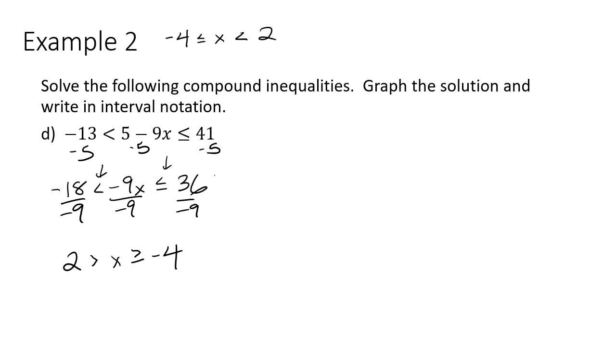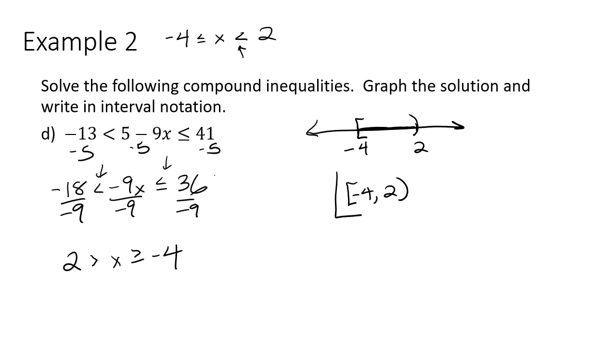And so if we want to graph this solution on the number line, this is the interval from negative 4 to 2. Brackets for the negative 4 because of the or equal to. Parentheses for the 2 because of the strictly less than symbol. And so this would be the half open or half closed interval from negative 4 to 2.